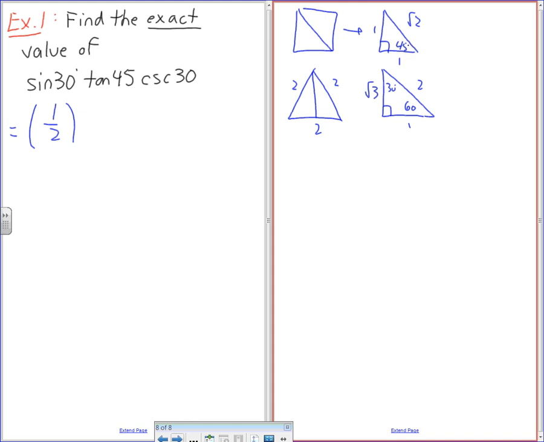So where I got sine 30 from, I looked at this triangle and said, well, there's 30 opposite over hypotenuse. Okay. Tan 45, can someone else tell me please what tan 45 equals? Over 1, which is just 1. This question works out beautifully.